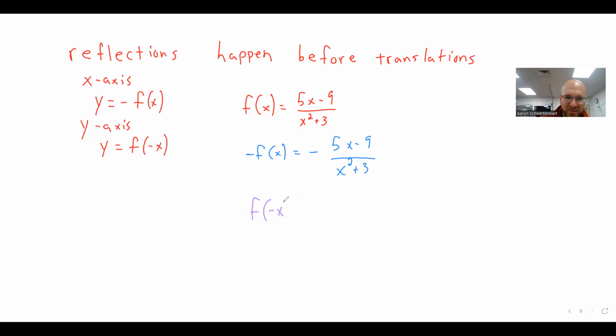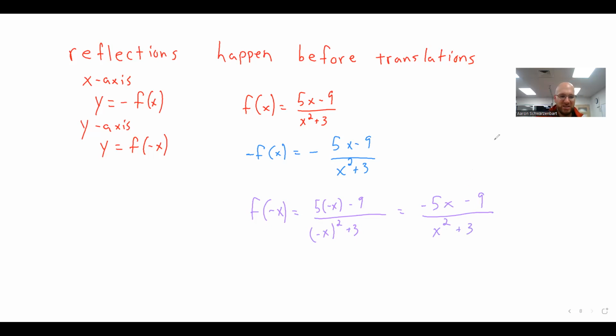f of negative x means I have to plug a negative in for both my x's. Five times negative x is just negative 5x. Nothing gets changed on the 9. Negative x squared is the same as x squared. Whenever I square a negative, I get the positive.